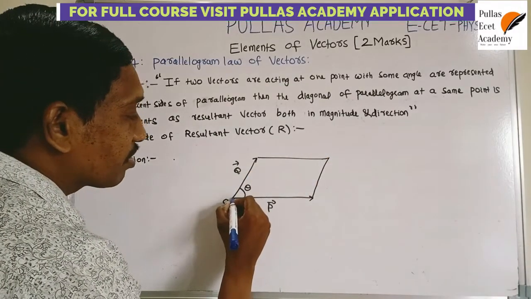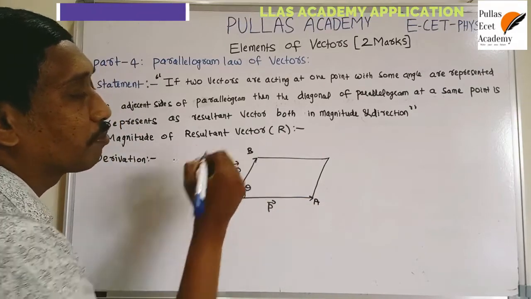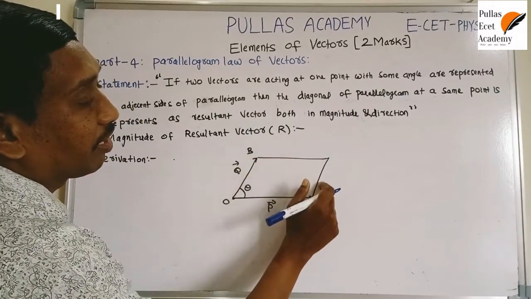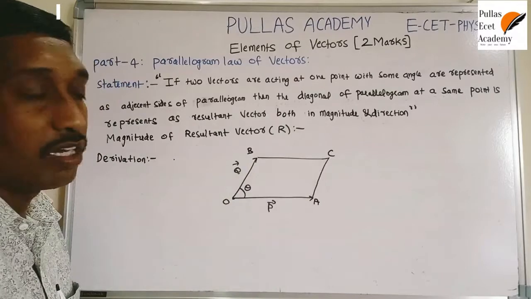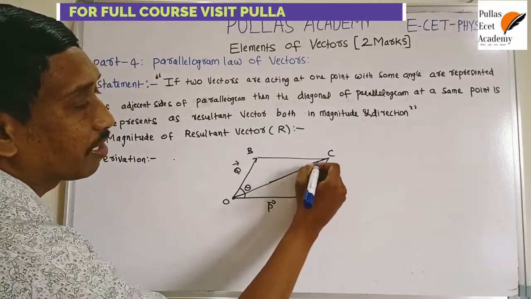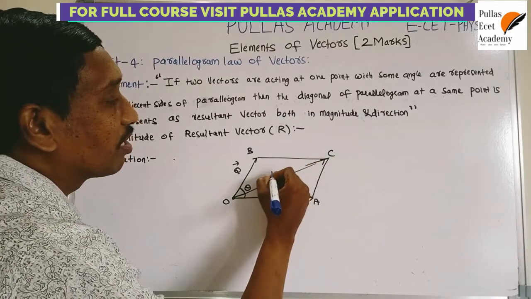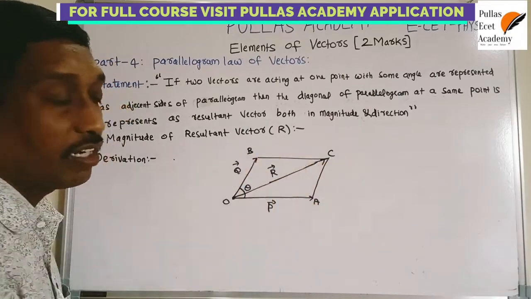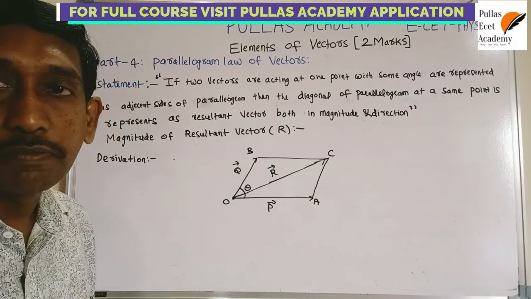In this parallelogram, this is the point O. Along the OA side, the P bar vector is acting, and along the OB side, the Q bar vector is acting. When you draw the parallel and equal sides, they intersect at one point. That point is another corner of the parallelogram. If you connect the points O and C, you get the diagonal at the same point where these two vectors are acting. Along this diagonal, the resultant vector is acting. This is the R bar vector. Along the OC side, the R bar vector is acting.